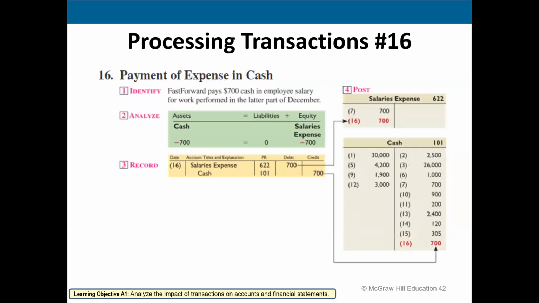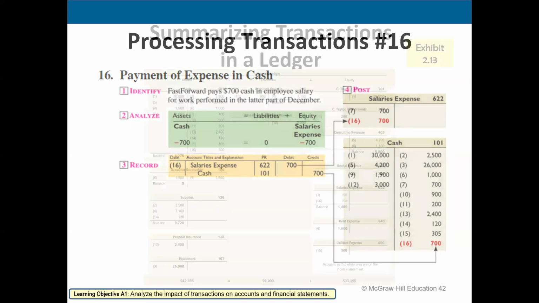Here's another expense we're paying in cash, paying salaries. So we debit the salaries expense to show the increase to the salary expense equity account, and we will credit cash, a decrease to cash.